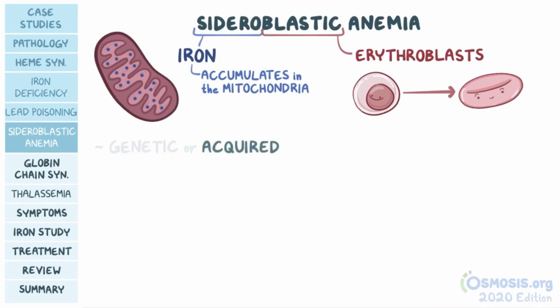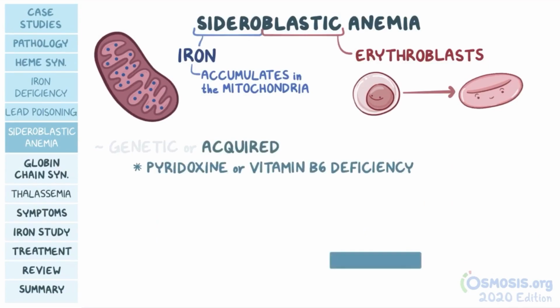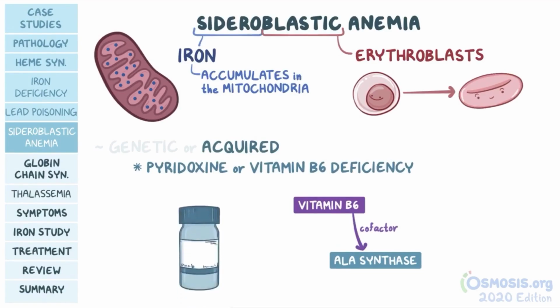The acquired causes include pyridoxine or vitamin B6 deficiency, since ALA synthase uses vitamin B6 as a cofactor. For your exams, vitamin B6 deficiency commonly occurs as a result of isoniazid, which binds and inactivates vitamin B6.